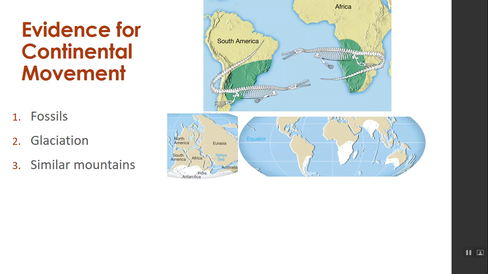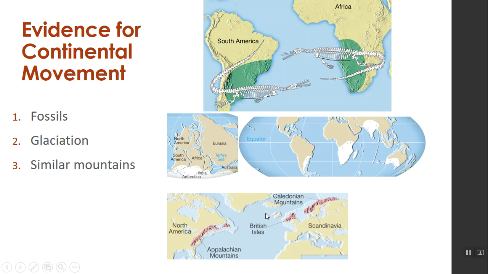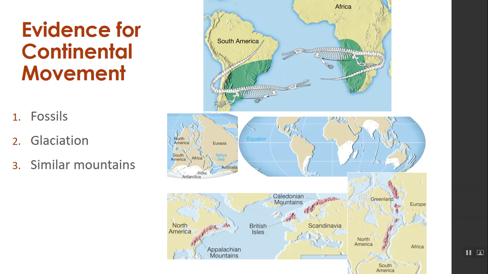We also have similar mountains. So the Appalachian Mountains and the British Isles and Caledonian Mountains are all part of the same ancient mountain chain. We can look at them and see that they're made in the same fashion. They're made of the same materials. So at one point, these guys were all together when those mountains formed. And there you can see the rendition of when they were all together, what they look like, and when they formed.